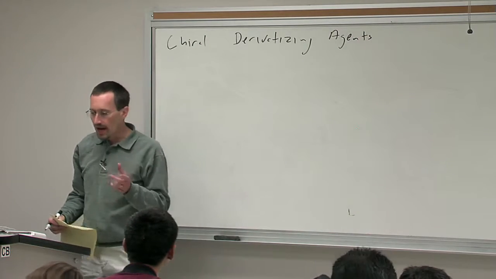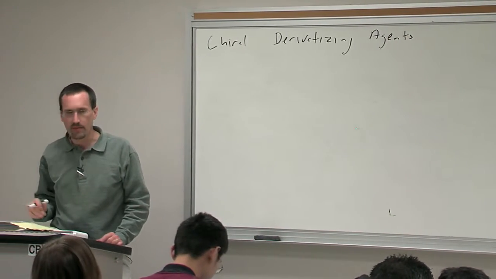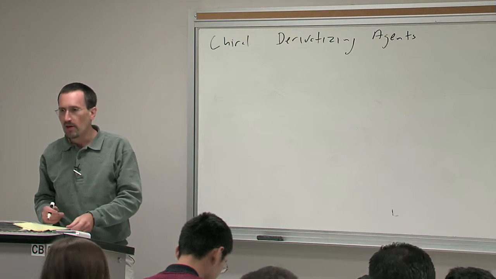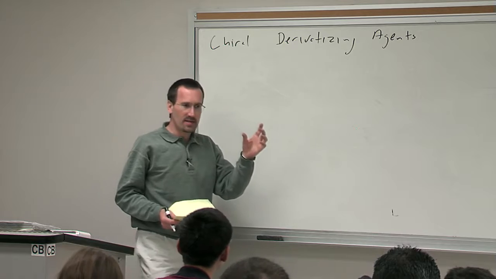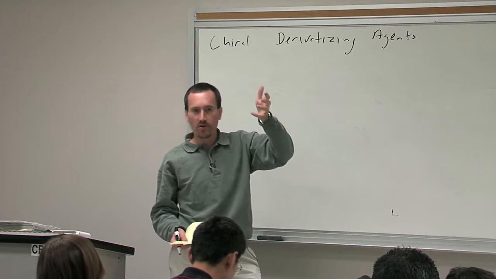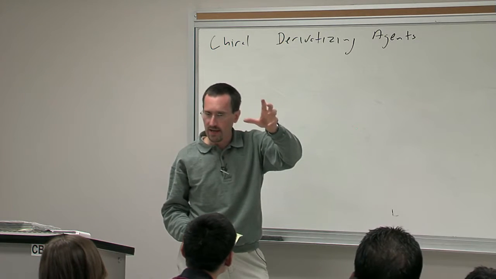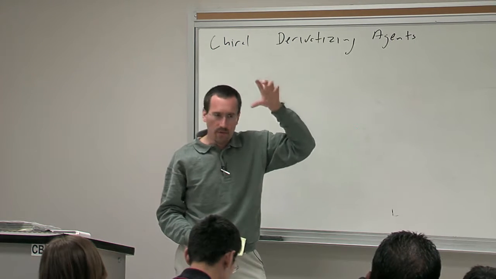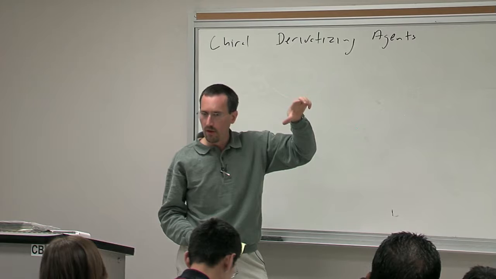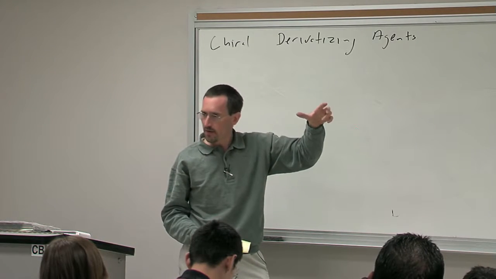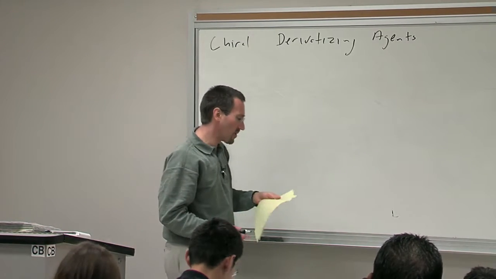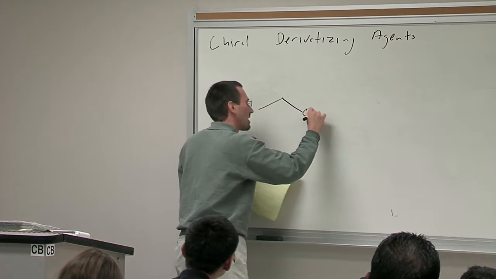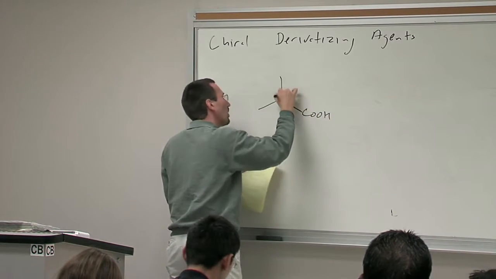Enantiomers do not inherently have different NMR spectra, but diastereomers do. So if you can take your enantiomer or mixture of enantiomers and get it to react with an enantiopure molecule, then you make diastereomers, and you can distinguish the two of them. And there are tons of them out there, tons of chiral derivatizing agents. I'm just going to show you two.